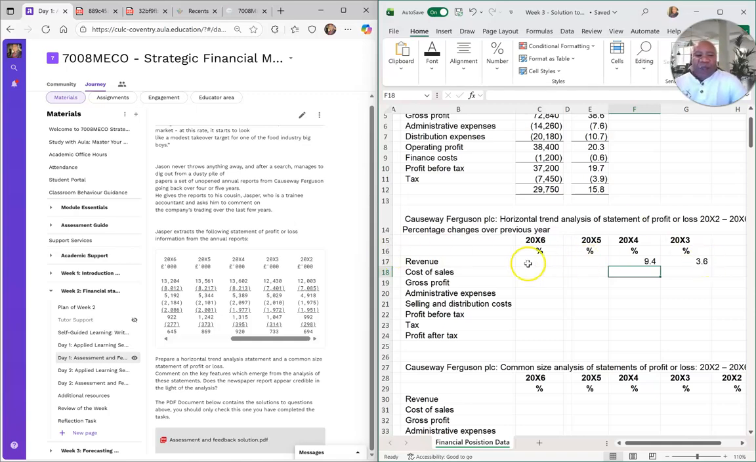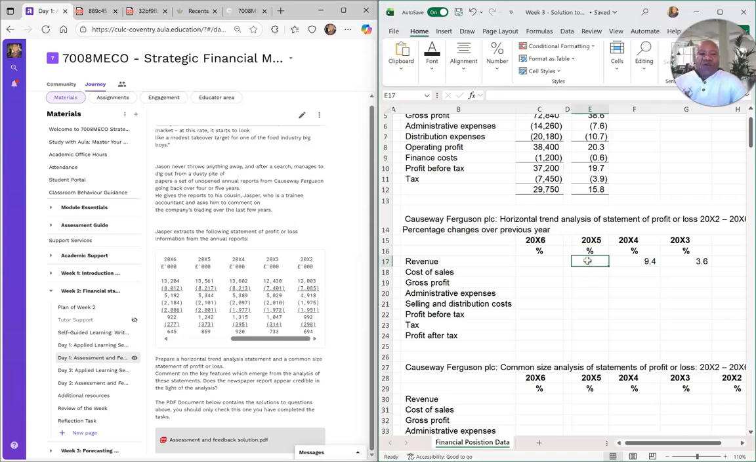So this way, what we are doing is working out the differences in sales. This means that between 20x3 and 20x2, the sales has increased by 3.6%. Whereas between 20x4 and 20x3, there is an increase in sales by 9.4%.